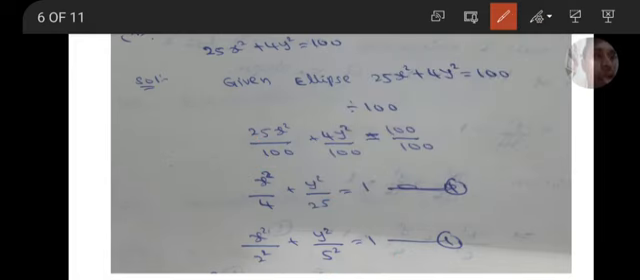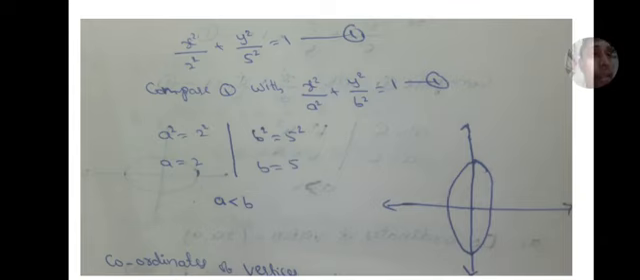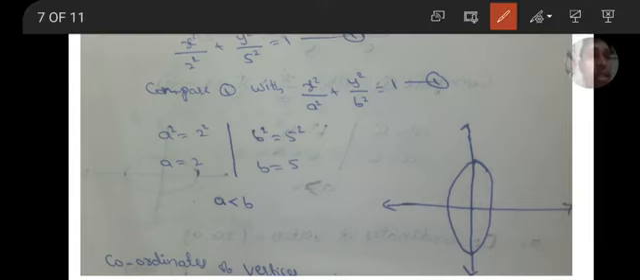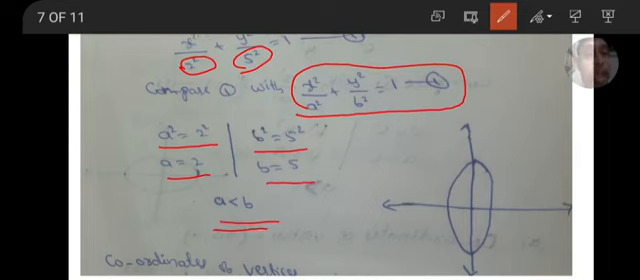So we have to compare this equation with the standard form. Compare equation 1 with the standard form, x square by a square plus y square by b square equal to 1. We get a square equal to 2 square, and b square equal to 5 square, which means a equal to 2, b equal to 5, so a is less than b, the b value is greater. So the ellipse is in the second standard form. In the second standard form, the major axis is along the y-axis and the minor axis is along the x-axis.